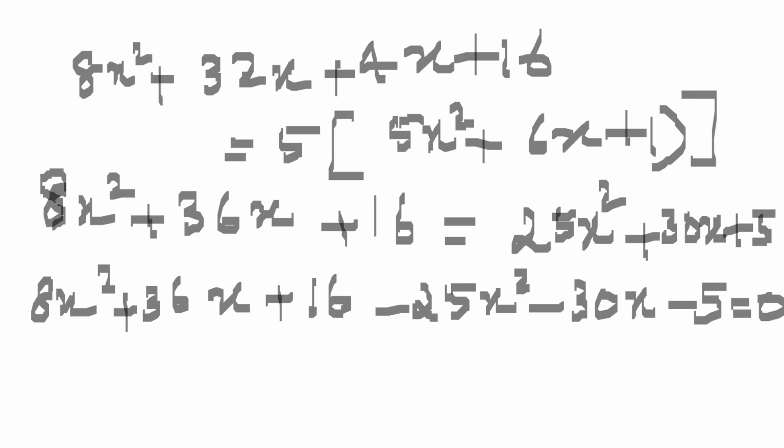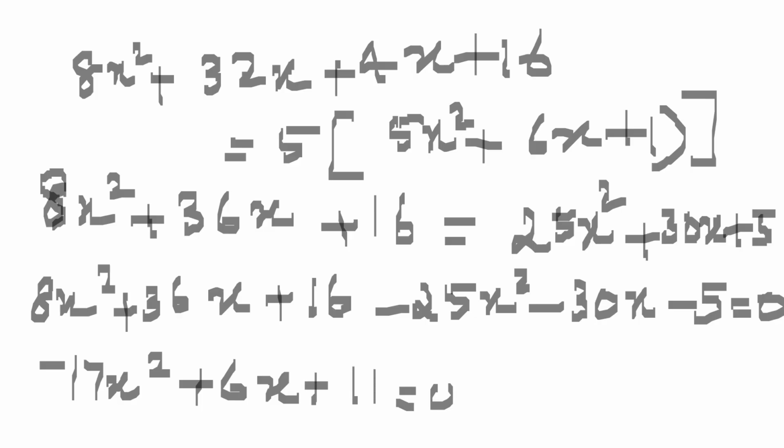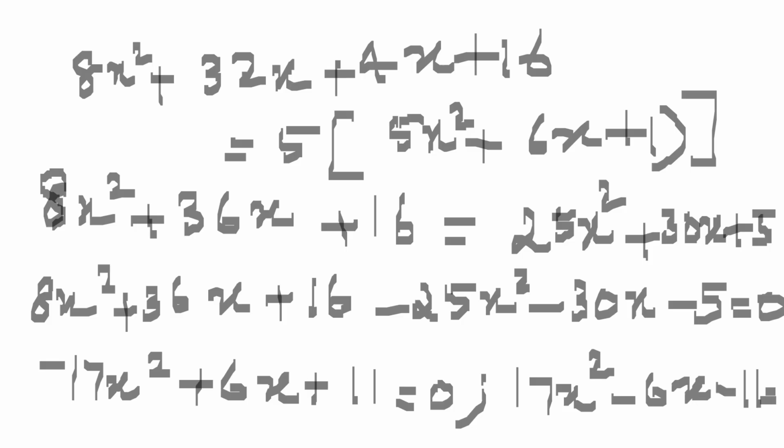So we will get 8x squared minus 25x squared, which is minus 17x squared. 36x minus 30x will give you 6x. 16 minus 5 will give you 11, equal to 0. So we can multiply by the negative sign: 17x squared minus 6x minus 11 equal to 0.